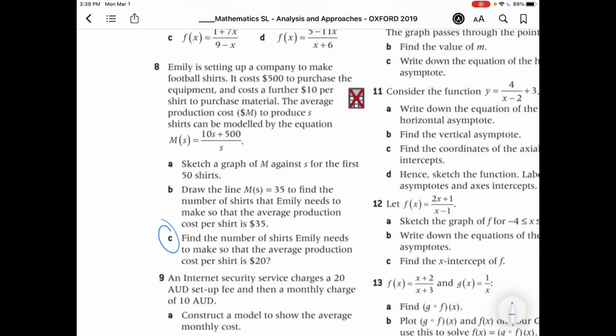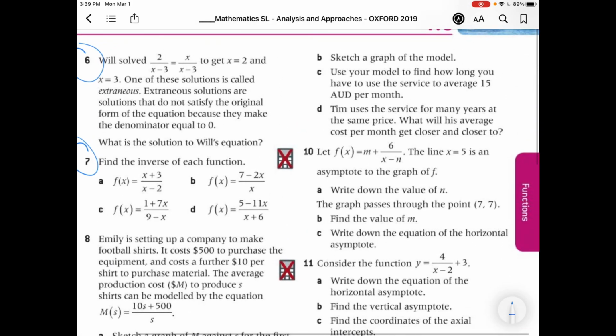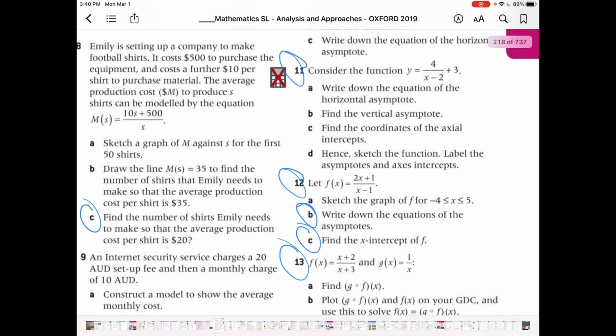After this, it's not the basics anymore. There's number 10, which is kind of interesting. Number 11, which is kind of interesting. And then number 12, BC, were ones that you could do. And number 13. So it depends how deep you want to go on this, but if you want some more rational practice, there you go.